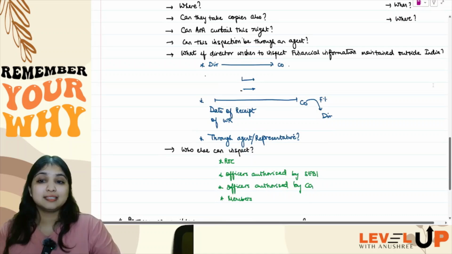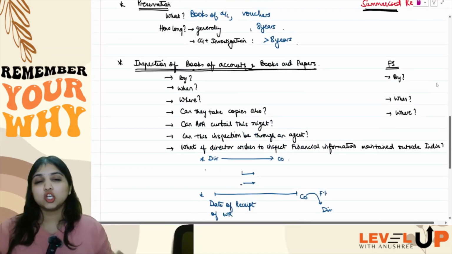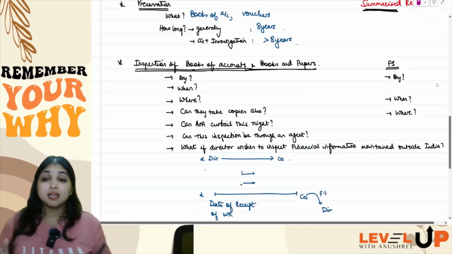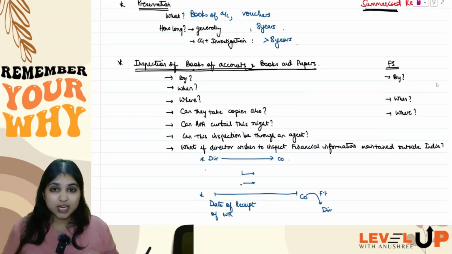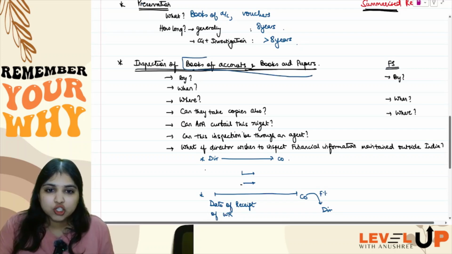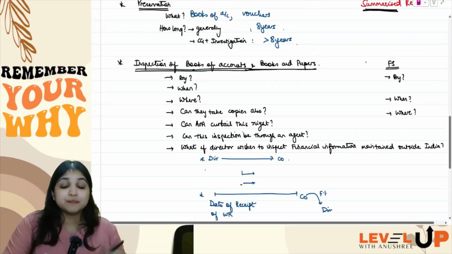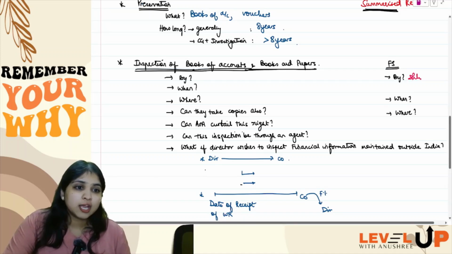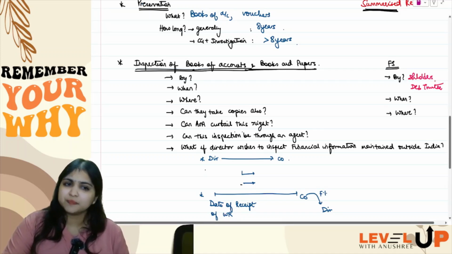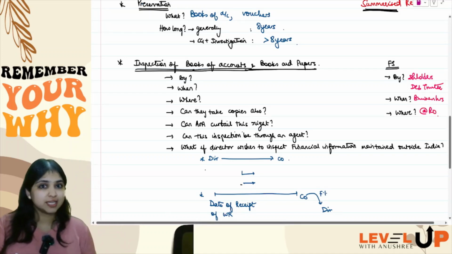Now coming to the next point, again a very important discussion: inspection of books of accounts and books and papers. Even here I am discussing this concept with you in two parts: inspection of financial statements, and inspection of books of accounts, books and papers. See, financial statements, very simple. Who can inspect, guys? Shareholders can inspect, even debenture trustees can inspect. When can they inspect? Any time during the business hours. At the registered office they can inspect.